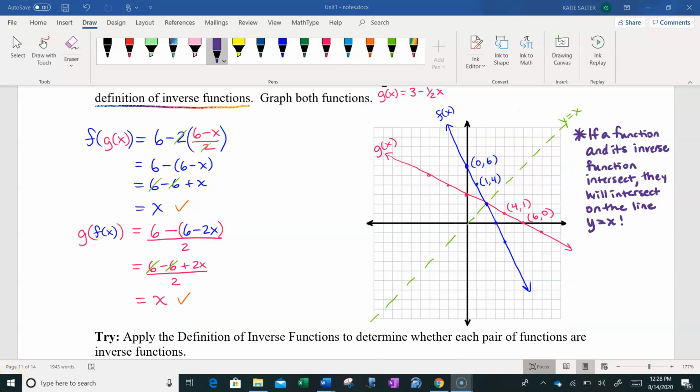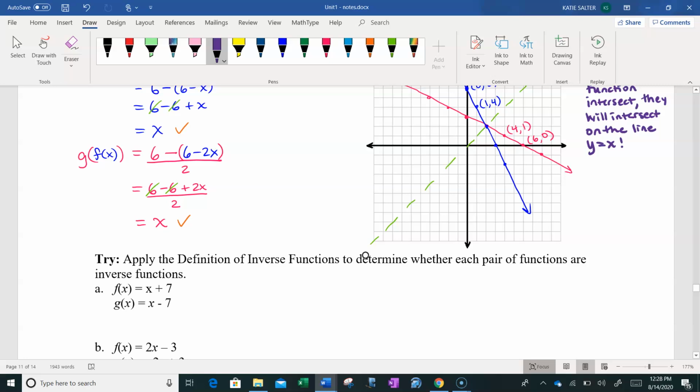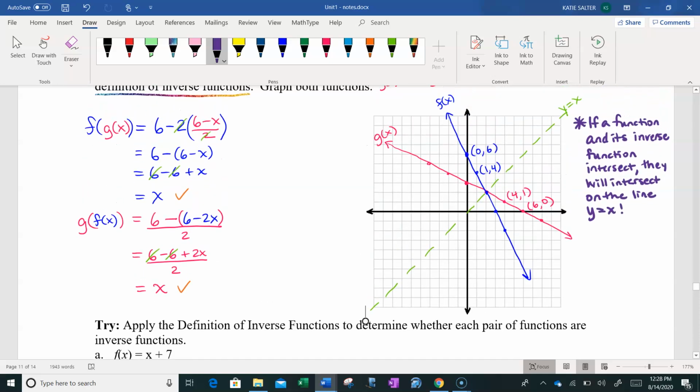Okay, remember, pause the video at any time to get down notes that you think you may need. All right, so let's try this. Apply the definition of inverse functions to determine whether each pair of functions are inverse functions. So all we're doing here, guys, is doing what we did right above. You're going to substitute each function into the other function. And if they both come out to be x, we know that they're inverses.